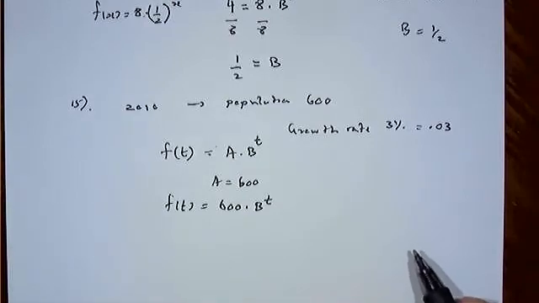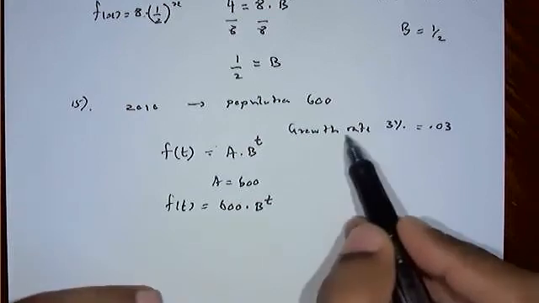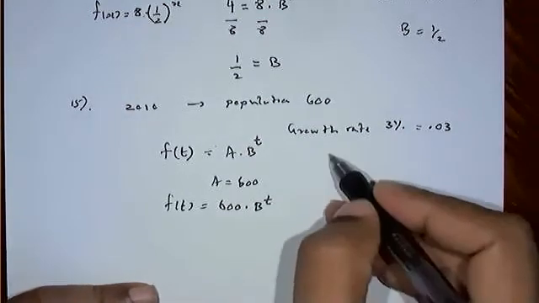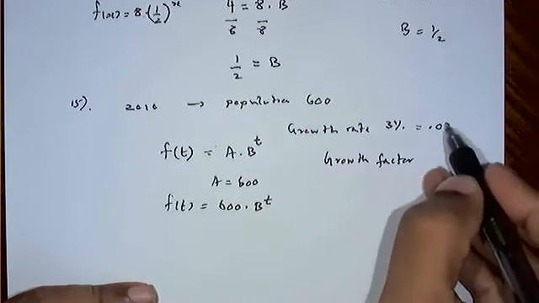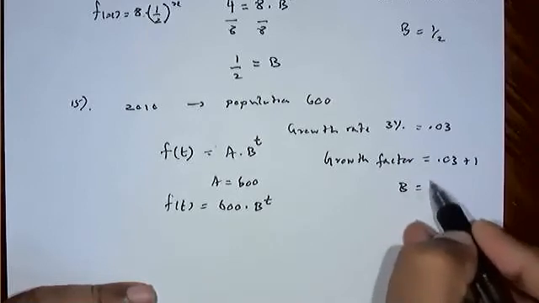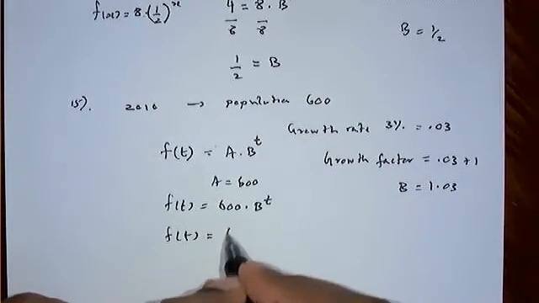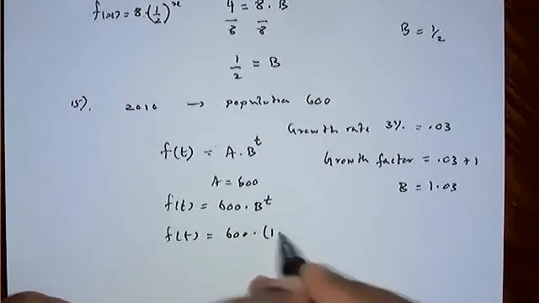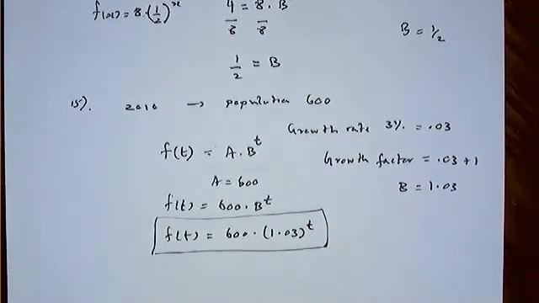Now we can complete the function if I can identify what the b value is. From the things that we know, if you have a growth rate of 3%, in order to find the growth factor, if it is increasing, what we do is we add 1 to this number. So 0.03 plus 1 will be your b value, which is 1.03. So my equation will look like 600 times 1.03 to the power t. This will be the equation of this population for this problem. Is this question clear for everybody?